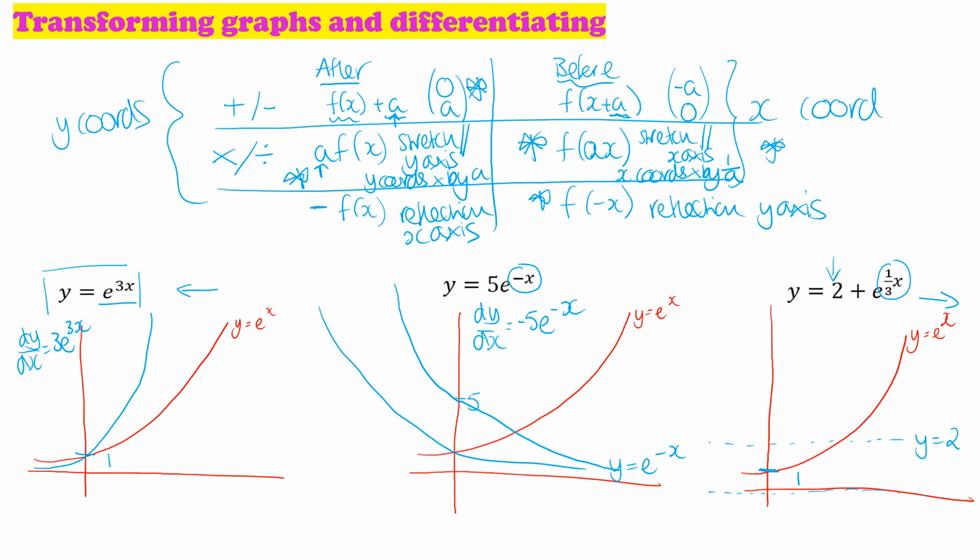And then we're going to have the graph shifting out. So it's going to go something like that. And then if we want to differentiate that one, the 2 will go out and we'll have a third e to the third x.